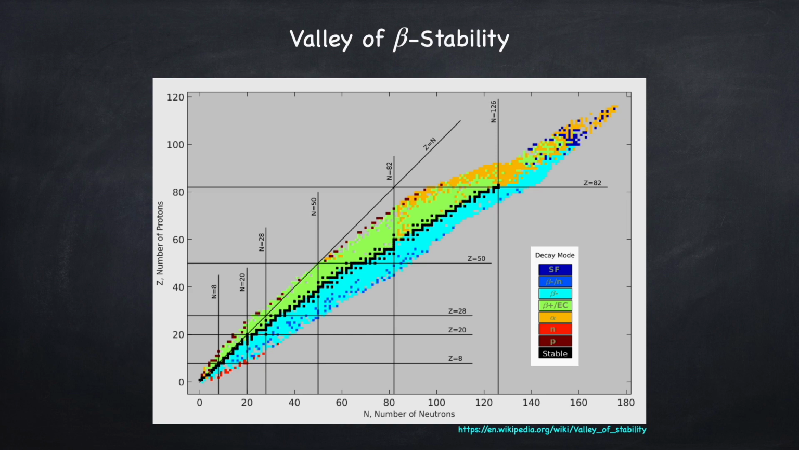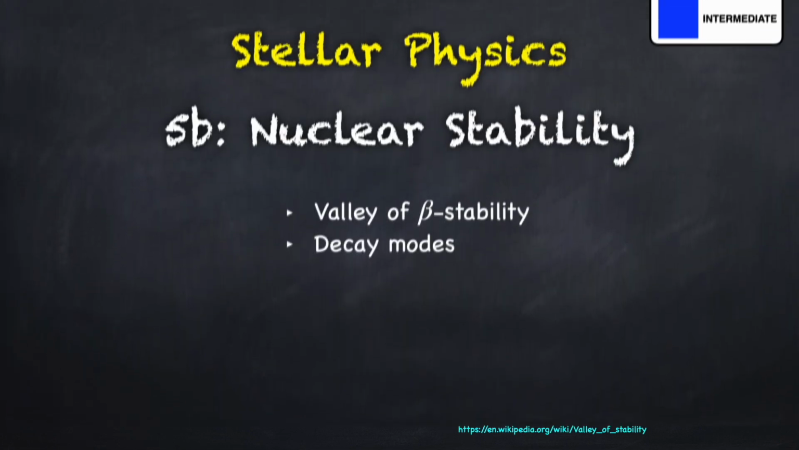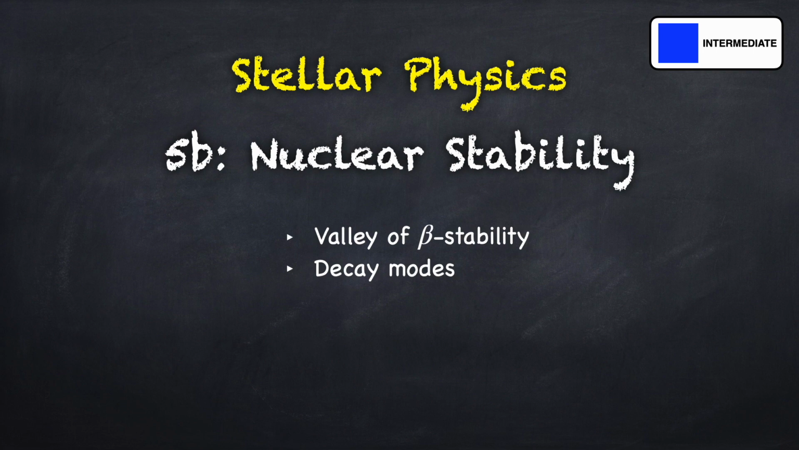So here I have a graph of various nuclei where I've plotted the number of protons versus the number of neutrons, and the black squares are all the stable nuclei, and this is called the valley of beta stability. All of the other colored squares are unstable nuclei, and the color tells you the decay mode of that specific nucleus. So basically what happens is, if you have an unstable nucleus, say around here, it will decay from one nucleus to another, meandering its way around until it eventually decays into a stable nucleus. In the next video, we're going to use the semi-empirical mass formula to determine the conditions for nuclear stability.